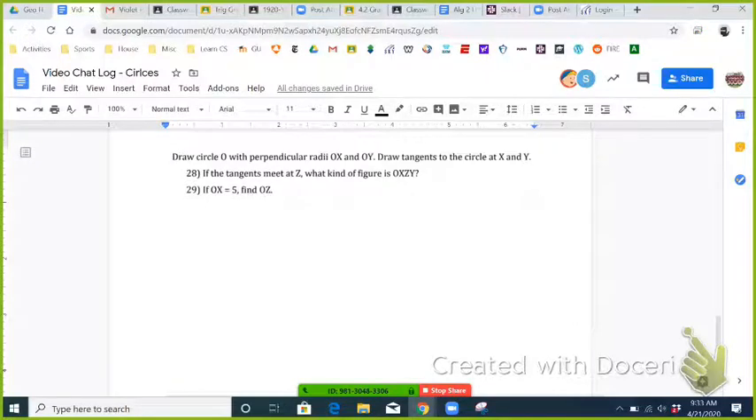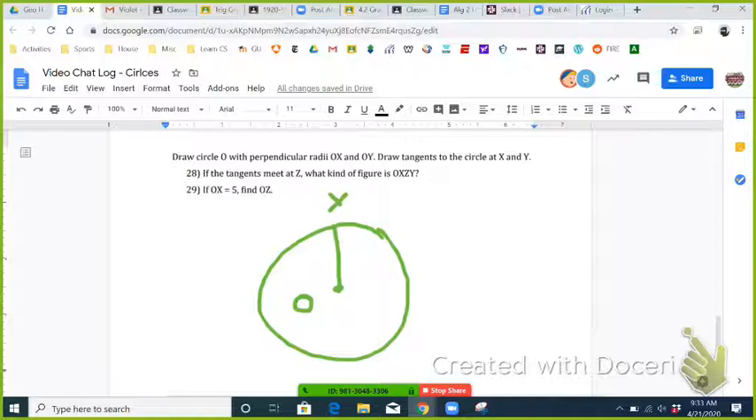Alright, for 29 here, we are going to draw a circle O with perpendicular radii. So, here's a circle. Circle just means the center is O. And then perpendicular radii, OX. So, that'll be radius OX, which has to form a right angle with OY.